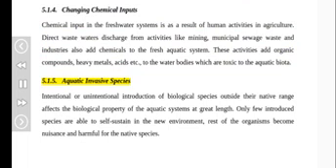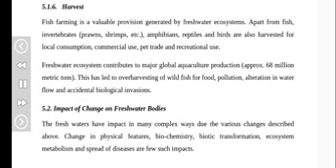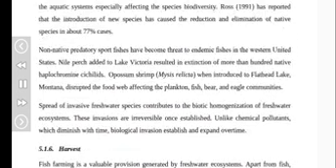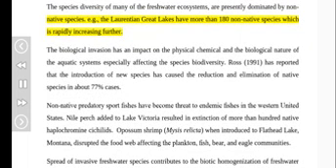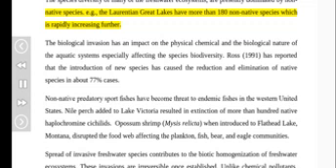5.1.5. Aquatic invasive species. Intentional or unintentional introduction of biological species outside their native range affects the biological property of the aquatic systems to a great extent. Only a few introduced species are able to self-sustain in the new environment; the rest of the organisms become a nuisance and harmful for the native species. The species diversity of many of the freshwater ecosystems is presently dominated by non-native species. E.g., the Laurentian Great Lakes have more than 180 non-native species, which is rapidly increasing further.